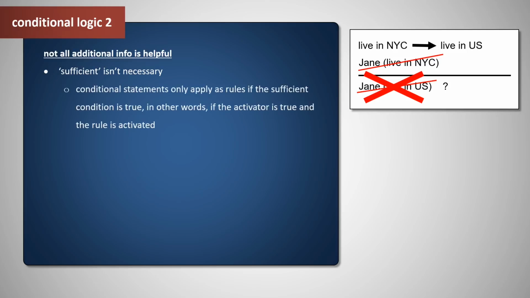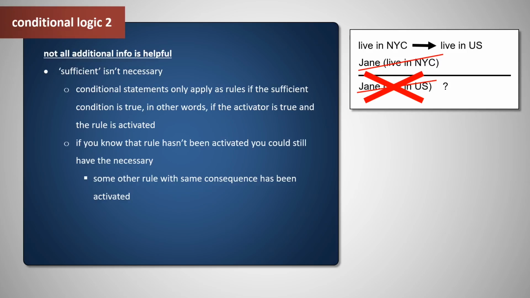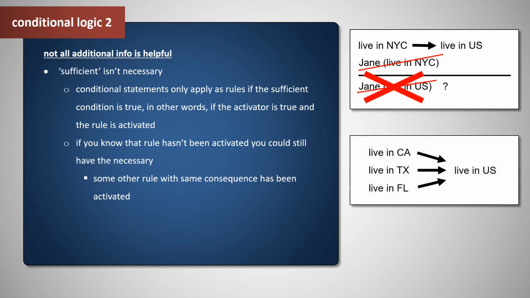The conditional statements only apply as rules if the sufficient condition is true. In other words, if the activator is true and the rule is activated, that is when they only apply as rules. If you know that the rule has not been activated, you could still have the necessary. You could still have a situation where the necessary condition is true, because some other rule with the same consequence could have been activated, for example. So maybe if you live in California, you live in the United States. Maybe if you live in Texas, you live in the United States. Maybe if you live in Florida, you live in the United States.